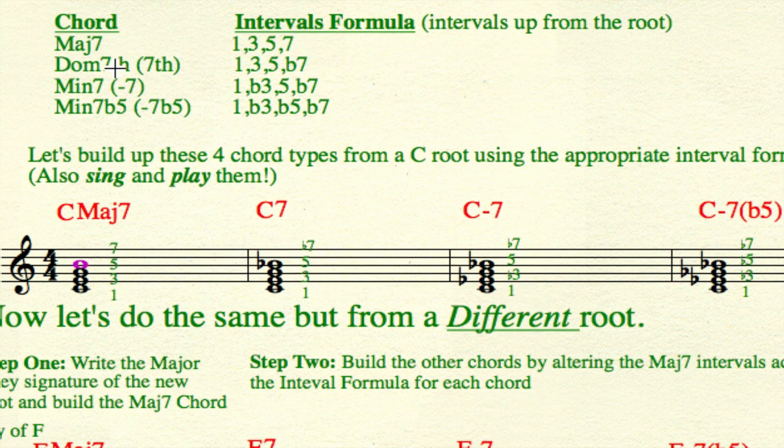So what's different between a dominant 7th and a major 7? Well, dominant 7th has a minor 7th, a flat 7. That's what's different. And listen to the difference in sound. Major 7 and dominant 7th. Dominant 7th has a more questioning sound, a more tense sound. And then we go to minor 7. Well, now we need a flat 3 and a flat 7. And minor 7 flat 5, we need flat 3, flat 5, and flat 7. So you need to have memorized those formulas.